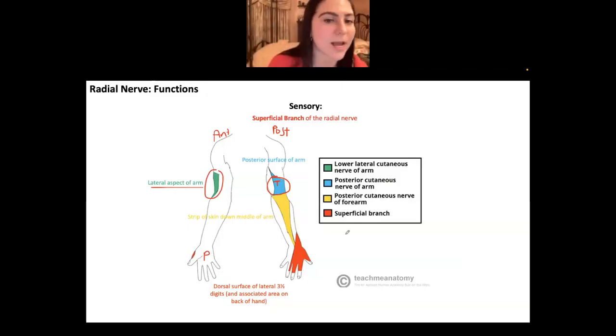Those will come up in vignettes, so I'll bring it up. But this is just good to know. This is just sensory innervation of the radial nerve.